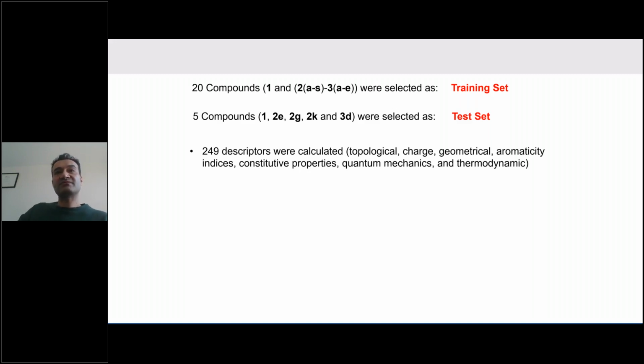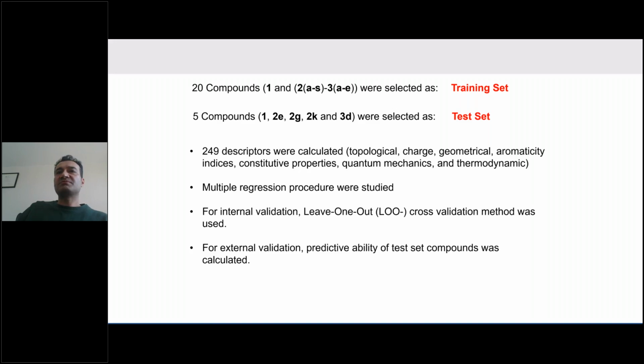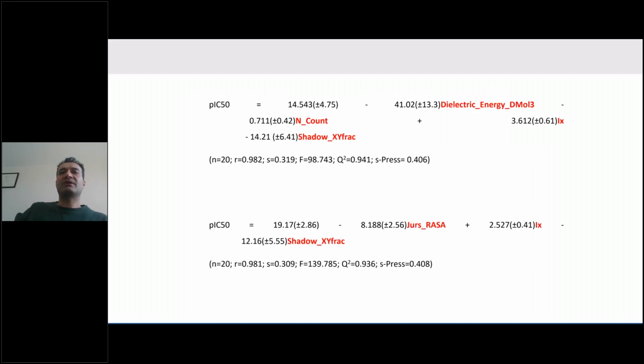calculation softwares. Here, more than 200 descriptors were calculated. And nowadays, there are software available at the market that can calculate more than 5,000 descriptors that are 2D descriptors, 3D descriptors, etc. Some statistical methods were used here, and then you are generating some equations here. PIC50 is the biological activity of the molecules, and we have some constants here.